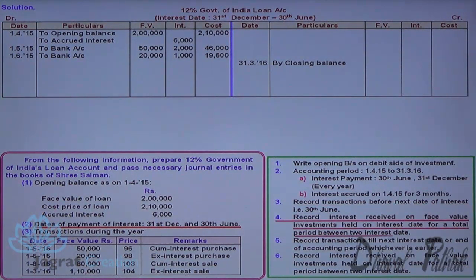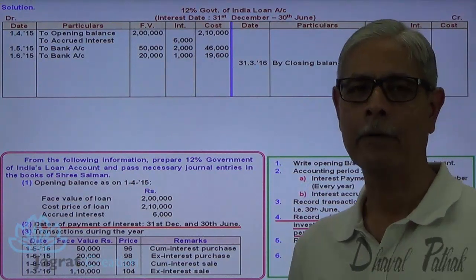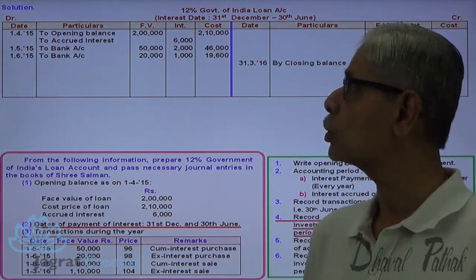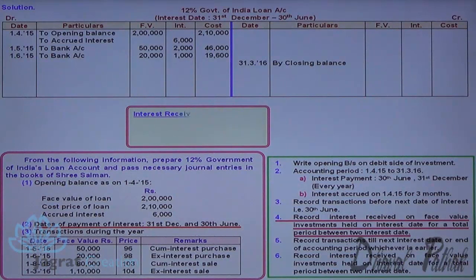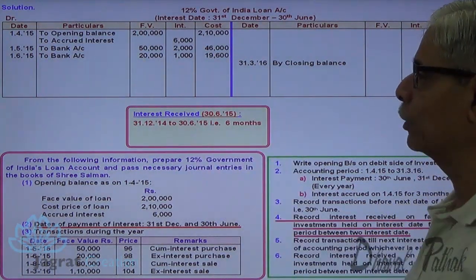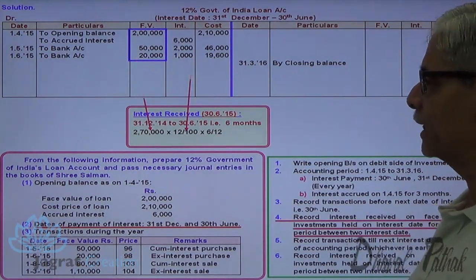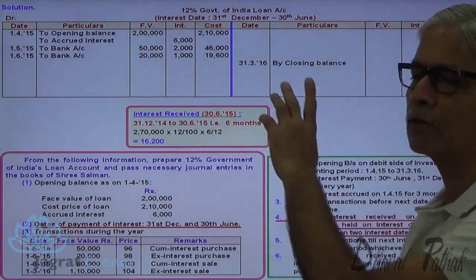Record interest received on the face value of investment held on the interest date for the total period between two interest dates. So I am going to get interest for 6 months on the total investments held by me. Total investments held by me is 2 lakh plus 50,000 plus 20,000. So on 2 lakh 70,000, I am going to receive interest at the rate of 12% for 6 months, that is from 31st of December 2014 to 30th June 2015. So if you calculate interest on 2 lakh 70,000 for 6 months, that works out to be 16,200.